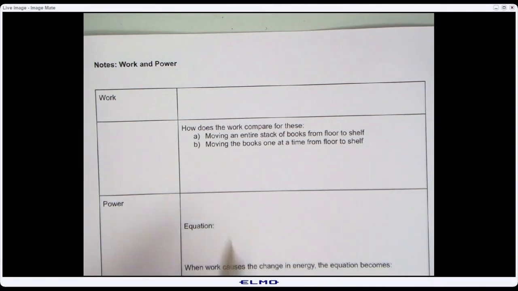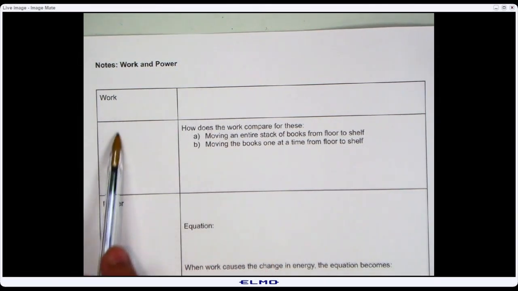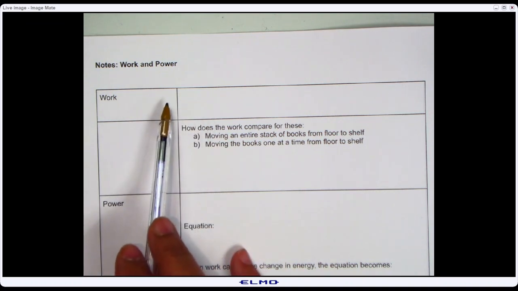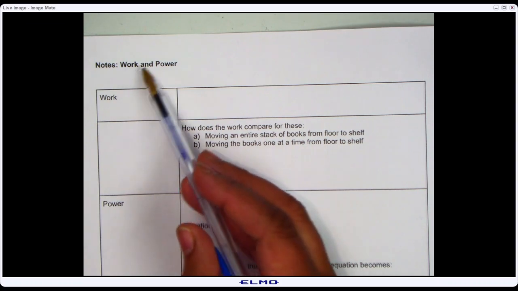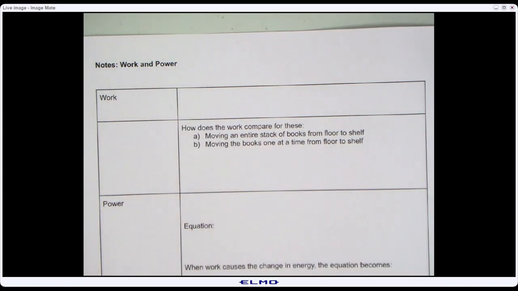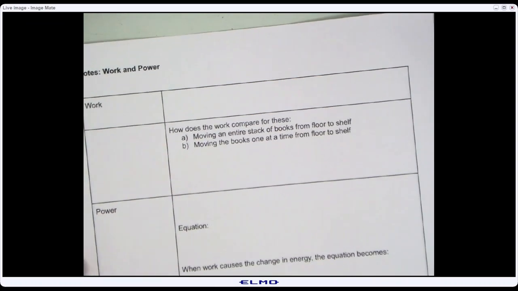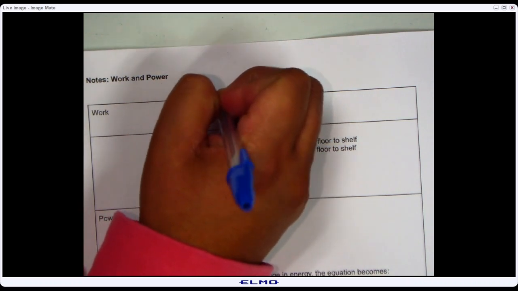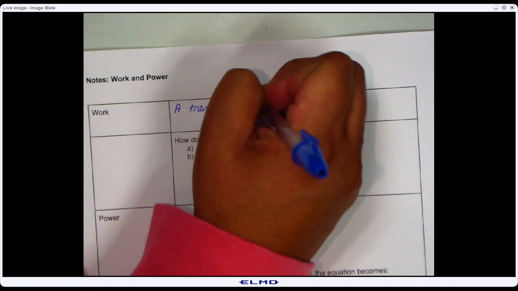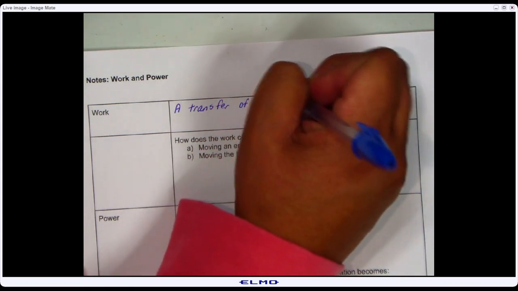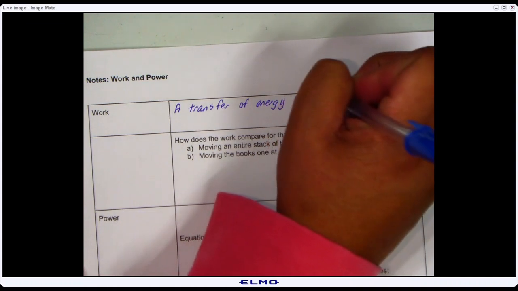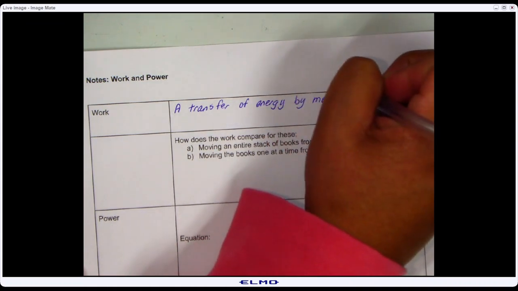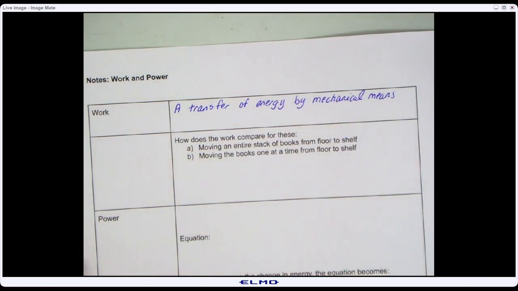Work and power notes. The first thing that we're going to do is work, which we covered last time. So we're just going to write a definition of work, because we're looking at how work and power are related. Work is a transfer of energy by mechanical means. You are basically taking energy and using it to create some kind of change in your environment.